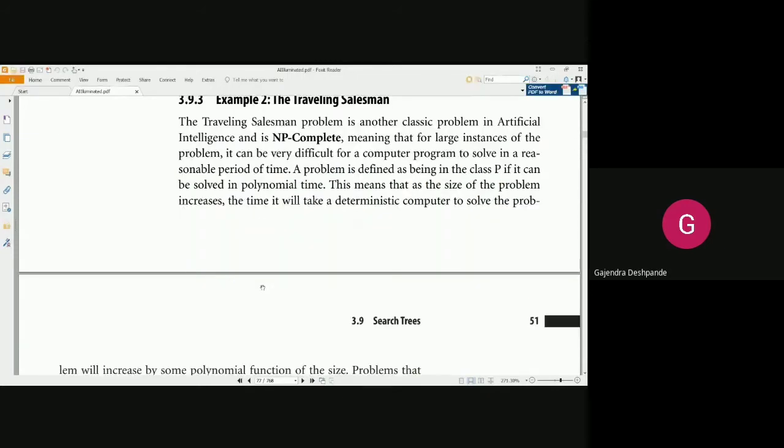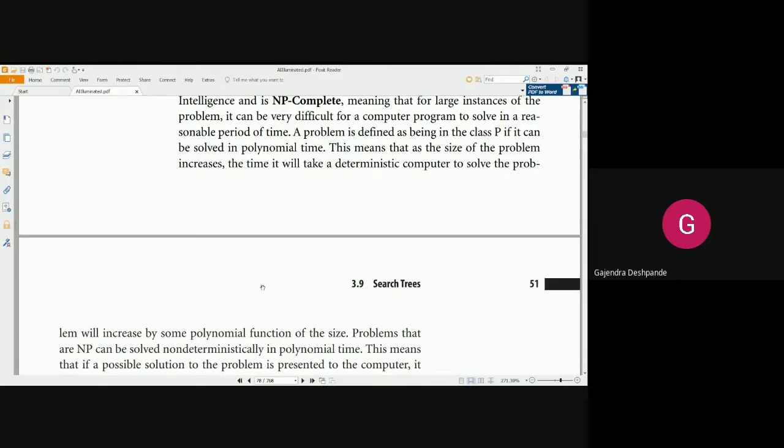So when we consider problems, then problems are classified as P problems and NP problems. When we say a problem is P, that means the problem can be solved in polynomial time. As the size of the problem increases, the time it will take a deterministic computer to solve the problem will increase by some polynomial function of size.